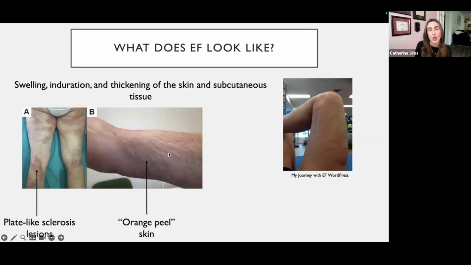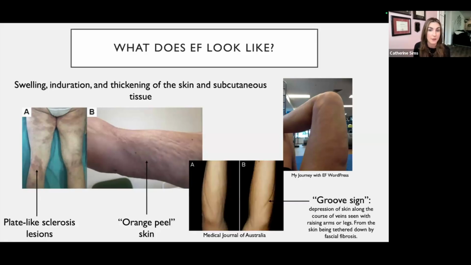And they have termed this, it's a very old term, orange peel skin, where just like the surface of an orange peel is kind of dimpled, we can also see that in the skin of patients who have EF due to that long term inflammation.